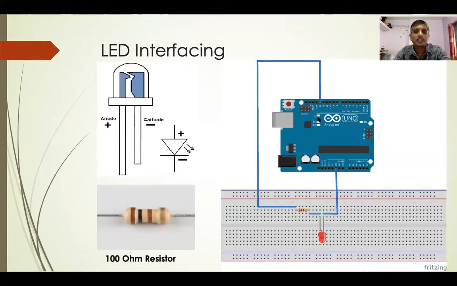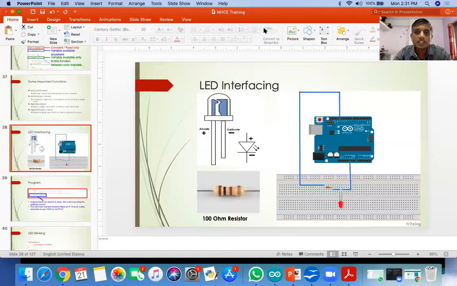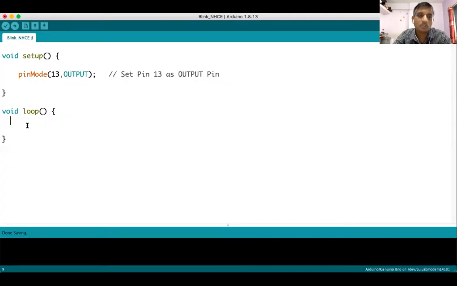So what is the blinking effect? Blinking effect is nothing but first you switch on the LED, and then next you switch off the LED. To switch on the LED, you have to make pin number 13 equal to 1. And to switch off the LED, you have to make pin number 13 equal to 0. But how to make it?